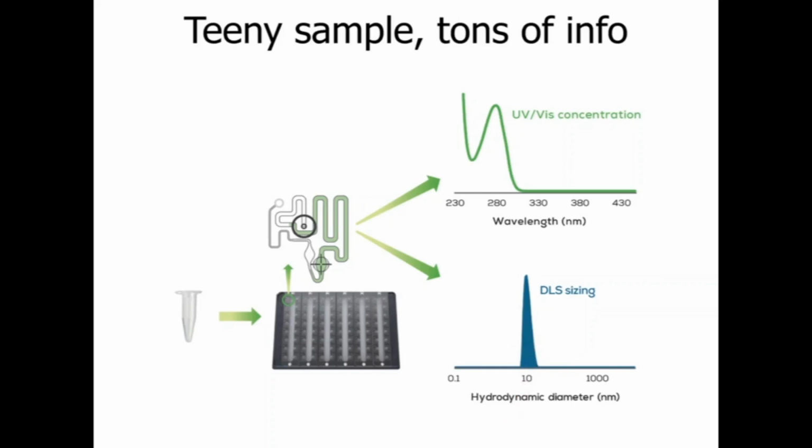The measurements in these plates are fast. 96 UV-Vis reads will take about 10 minutes, and when you add DLS, it will still be under an hour for 96 samples. Of course, you can dial in the acquisition time and the number of acquisitions for DLS as you like.